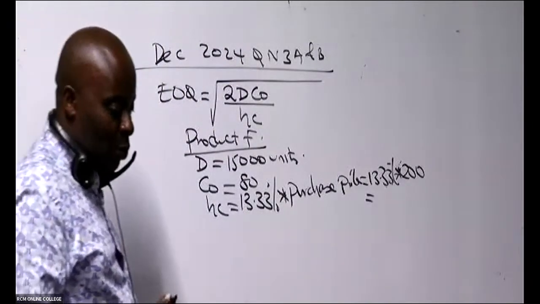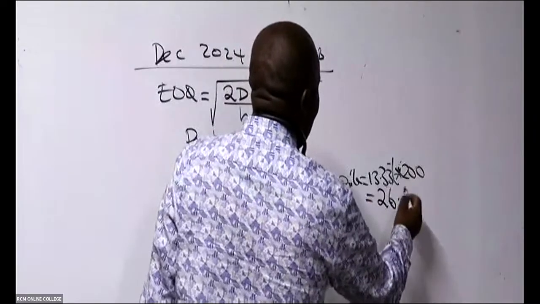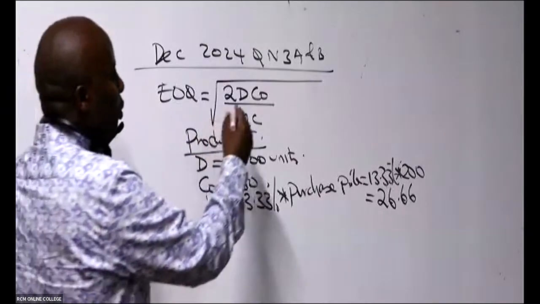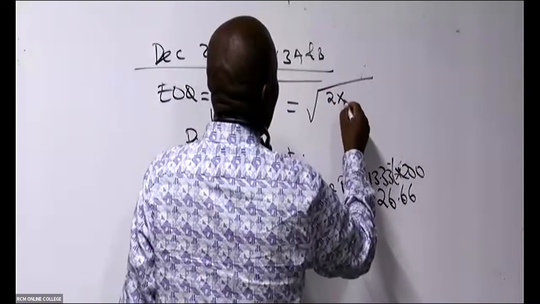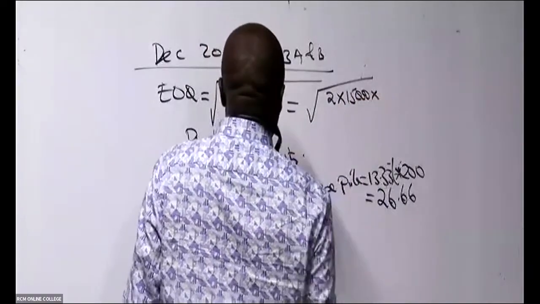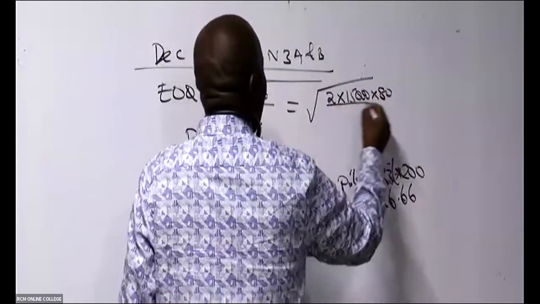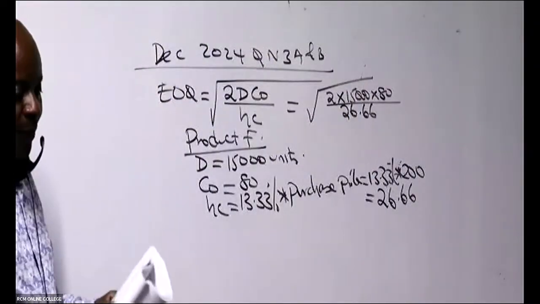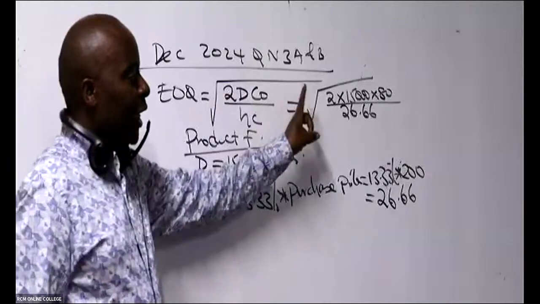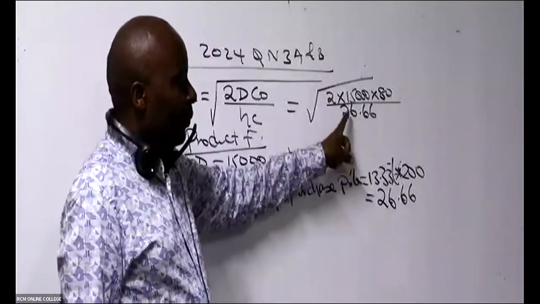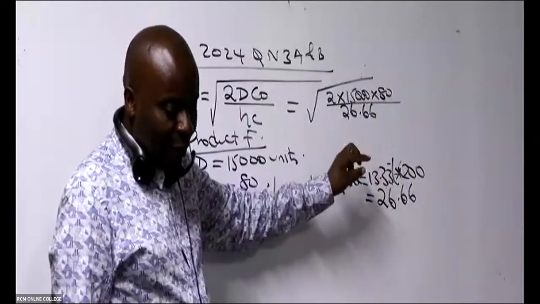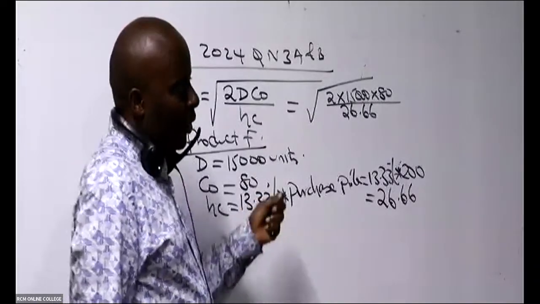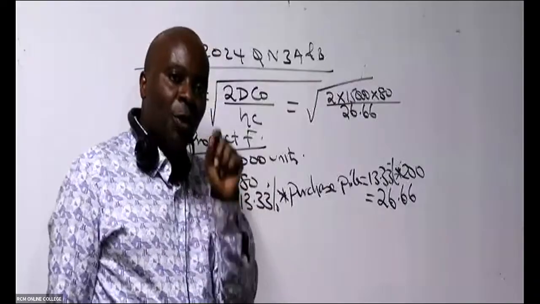Yeah, they're giving me a figure of 26.67. Don't round off that big, that'll be too heavy. Then substitute here. So when you substitute, what do we have? 2 times 15,000 times the cost per order, which is 80, divided by the holding cost of 26.66. Is it 66 or 67? 66, yeah. So you divide these, and whatever answer you get, you take the square root.